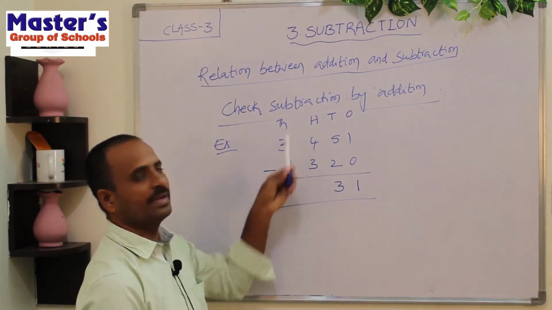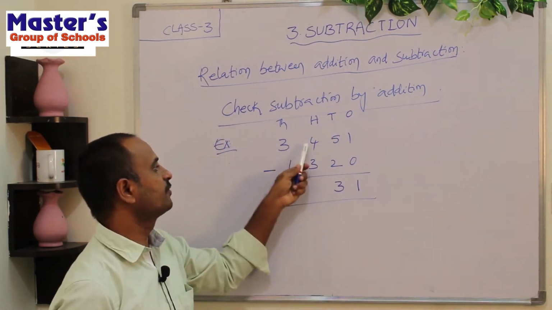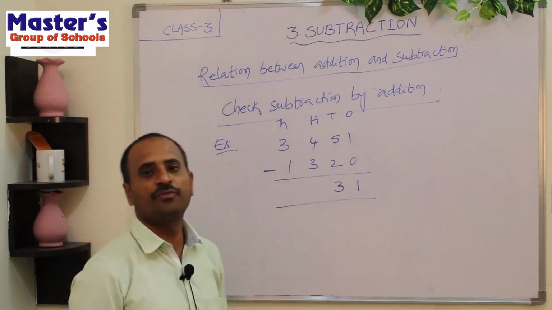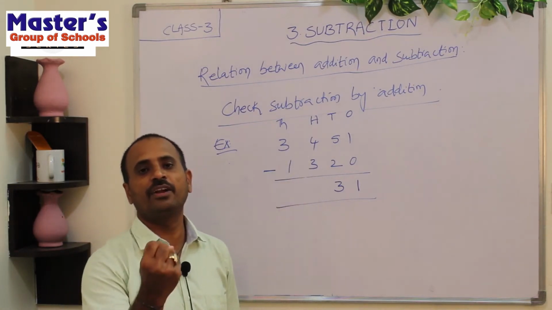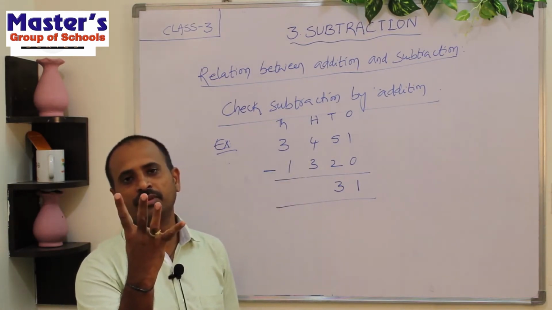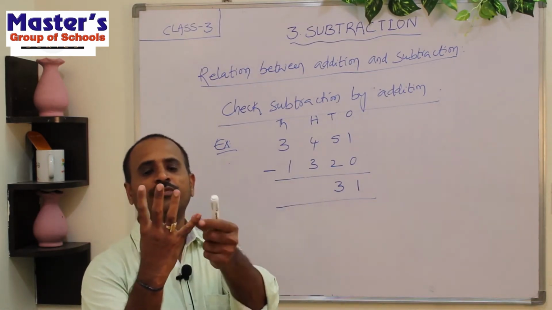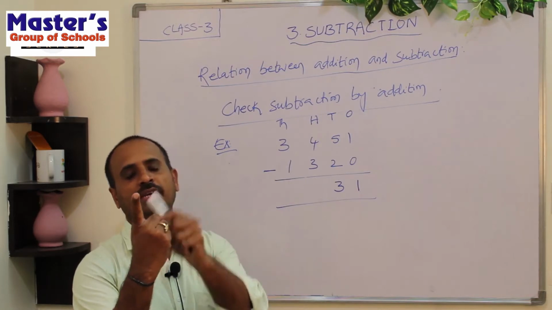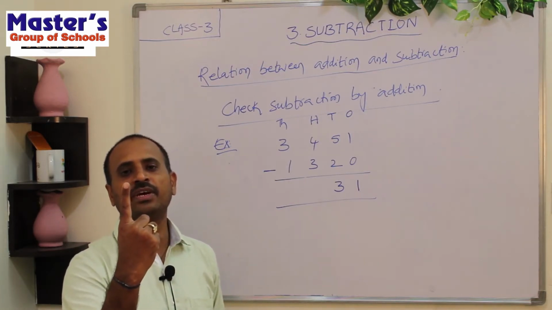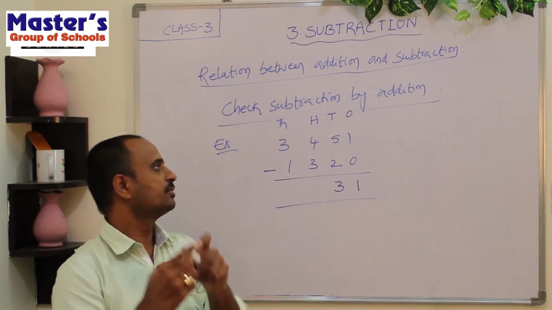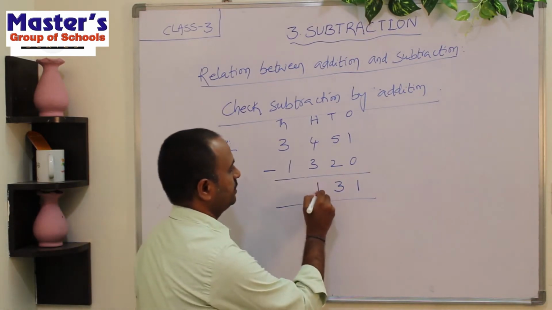Next go to hundreds place. What are the digits under hundreds place? 4 and 3. What is the first number? 4. Open 4 fingers of your hand. 1, 2, 3, 4. Next, what is the second number? 3. So close 3 fingers among these 4 fingers. 1, 2, 3. I have closed 3 fingers. How many fingers are there? There is 1 finger. So write 1 under hundreds place.